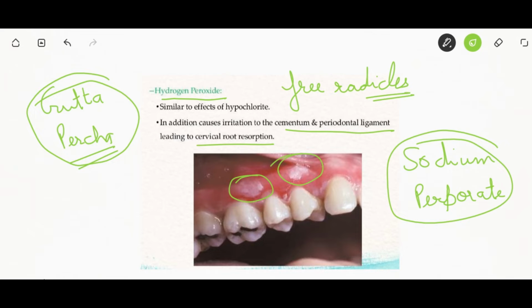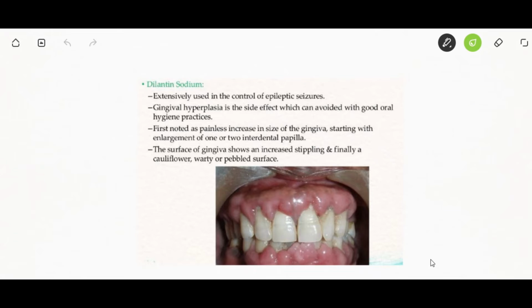Next, the drugs that are used systemically. First comes Dilantin sodium. It is an anticonvulsant drug used for the control of epileptic seizures. What is the effect of Dilantin sodium on the mucosa? It will cause hyperplasia of the gingiva.